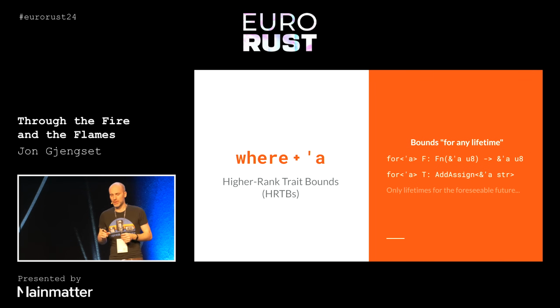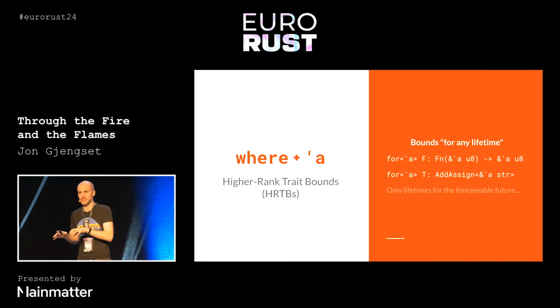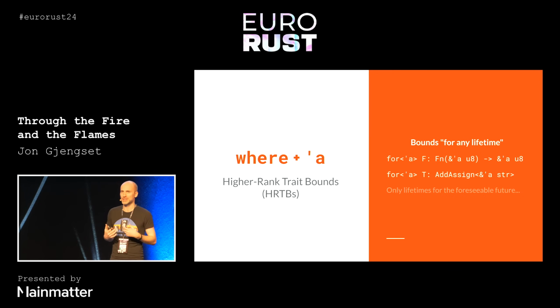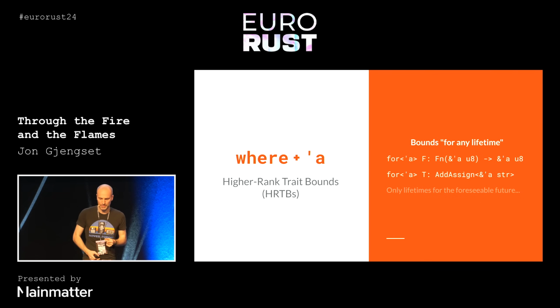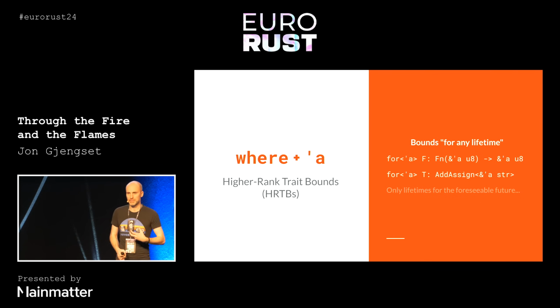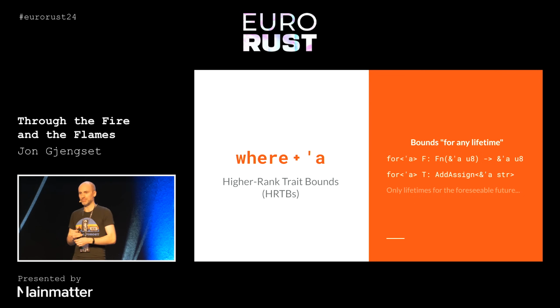Let's start out with where and lifetimes. You might have heard the scary word of higher ranked trait bounds, or HRTBs. Higher ranked trait bounds are not as complicated as they sound. Sometimes they're complicated because when you use them, they end up requiring you to write a bunch of code, but fundamentally they're not that complicated. The idea of a higher ranked trait bound is that you want to have a generic where you say that the generic implements a trait for any lifetime.